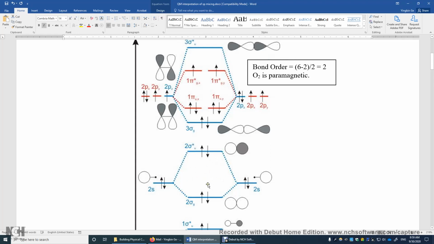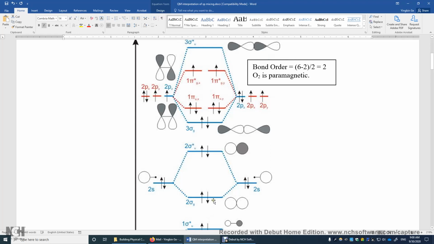Now I want you to focus on this orbital and this orbital. These two may interact with each other. The interaction will always bump the higher energy MO up. It will bump this energy level down. It's just that in O2 and F2, the energy shift is so small, you can't even see that.